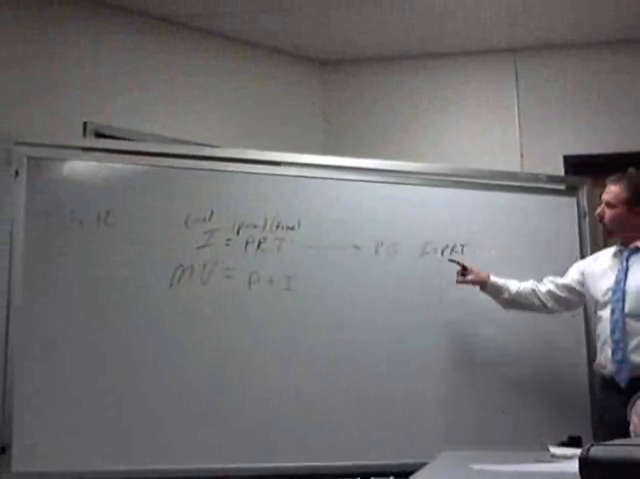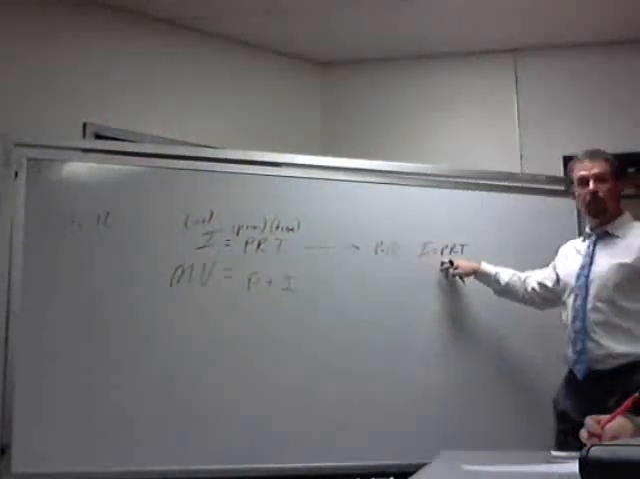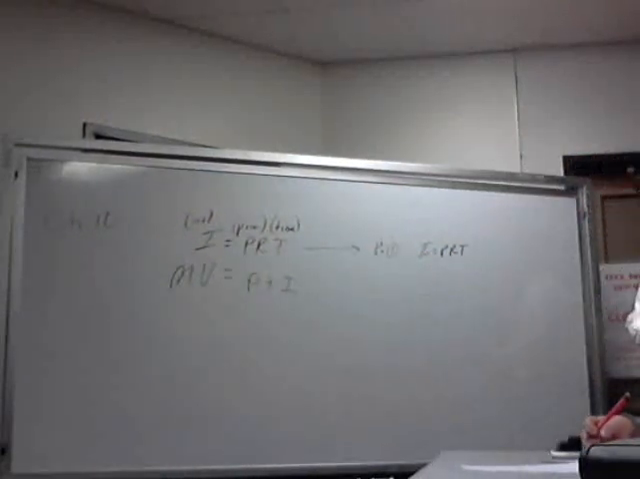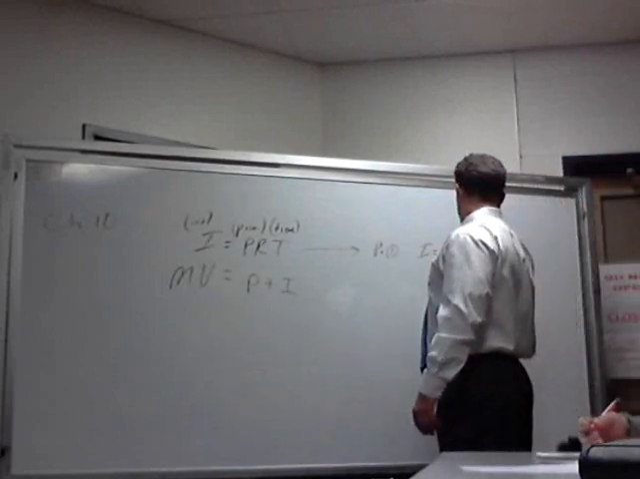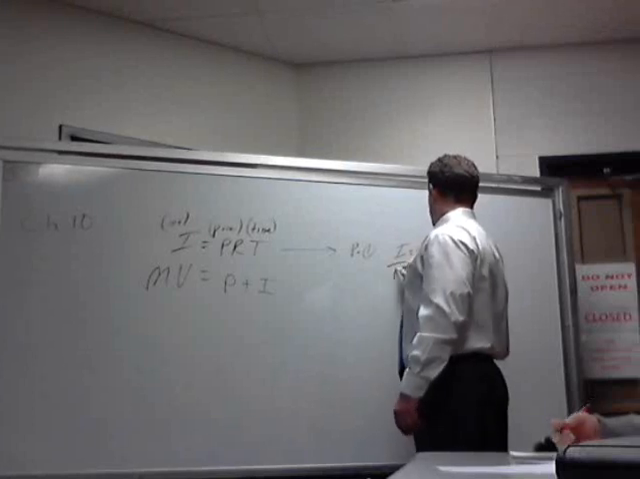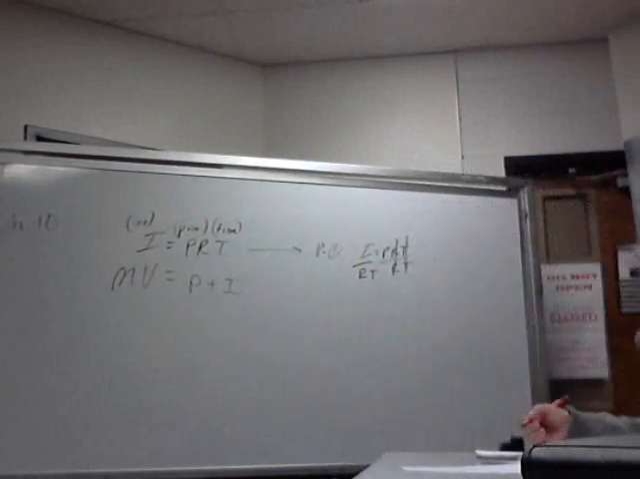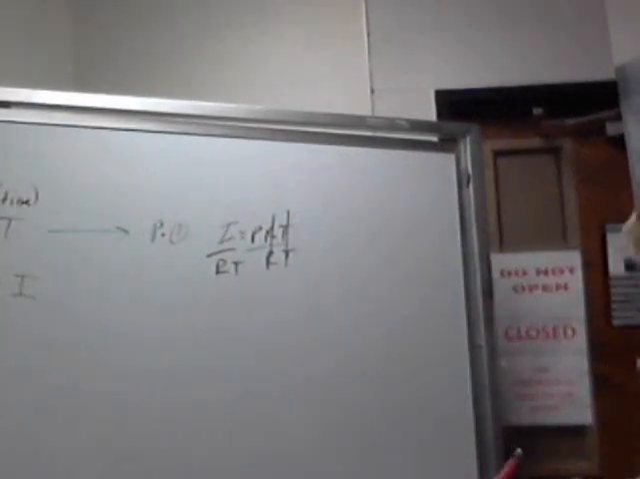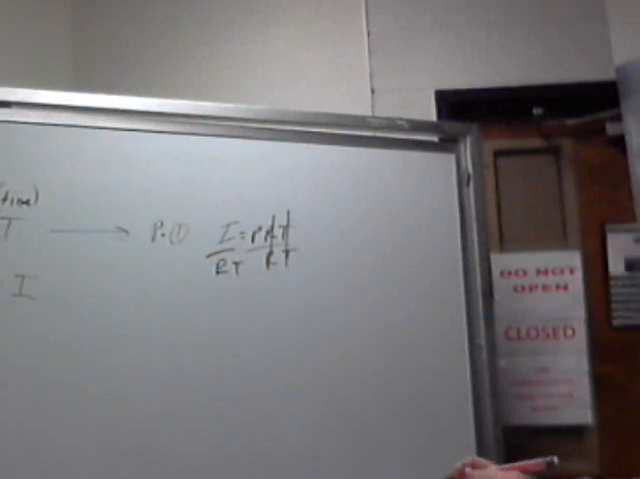If you want to isolate and solve for P, instead of I, instead of interest, all we do is isolate P. And to do that, we're going to divide both sides by what? RT. And that's it, it's done. Basically one step. You can think about it as two, but it's written as one.